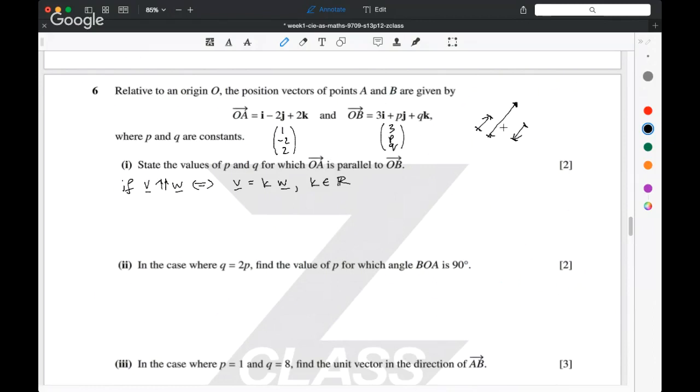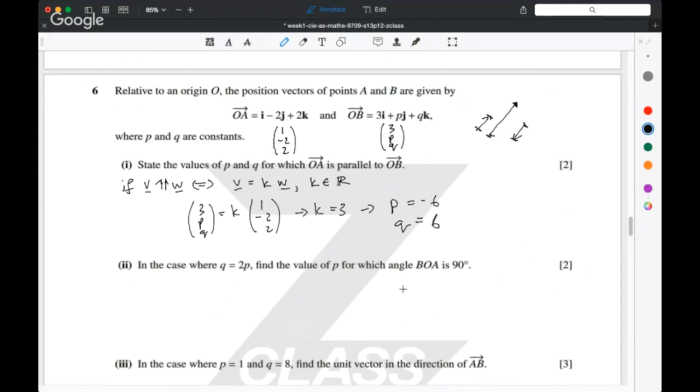But it's just kind of the same vector scaled in some way by a number. So we know that therefore (3, p, q) must be equal to some number k times (1, -2, 2). And you can see that 3 is equal to k, so k is equal to 3. And therefore p is equal to -2 times k, which is -6. And q is equal to 2 times k, which is 6. So that's the case where they're parallel.